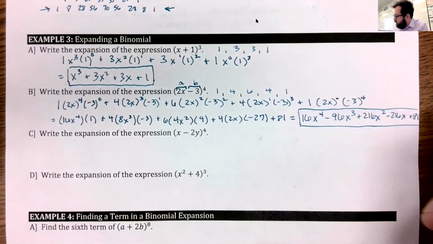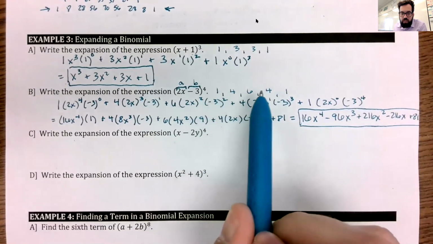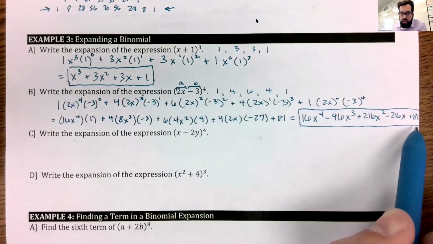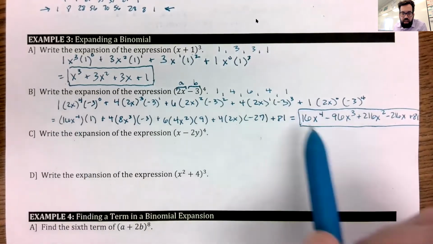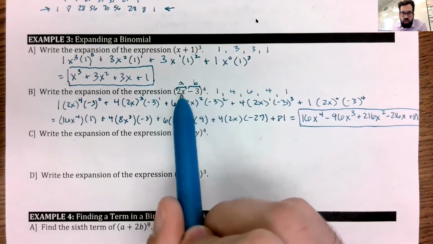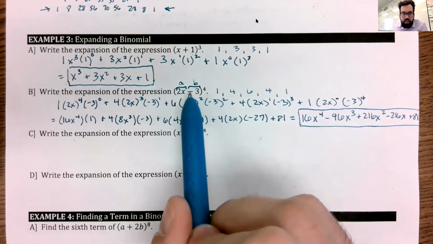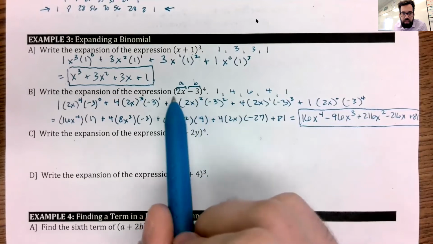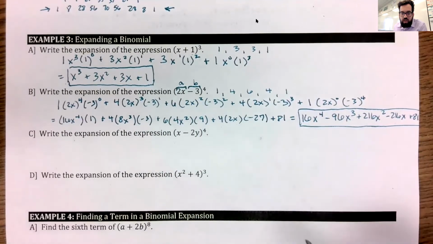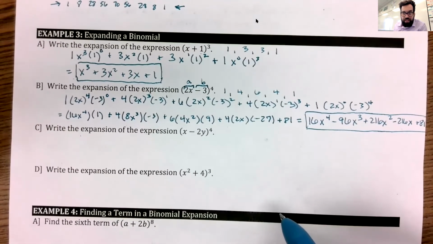So this time, in our final answer, the numbers 1, 4, 6, 4, 1 don't show up. But they did initially. They changed because one of our terms within our original binomial had a 2 in front, and the other one was a negative 3. So because those kind of mess with the coefficients, they don't look like they initially did. But it still follows the pattern. Everything still works the same.